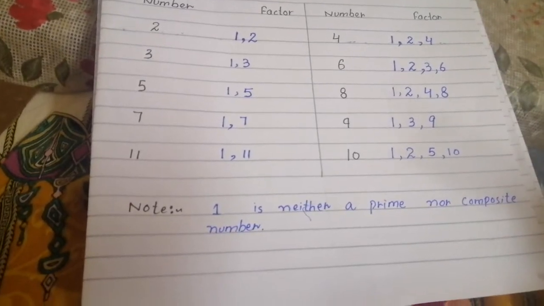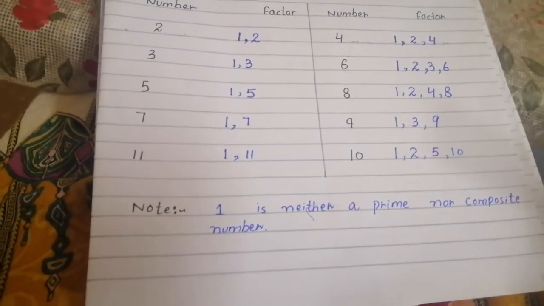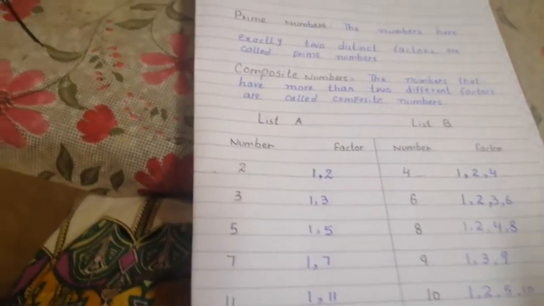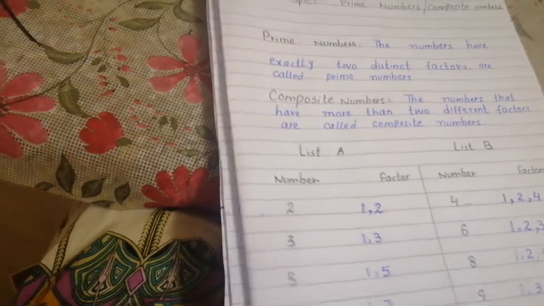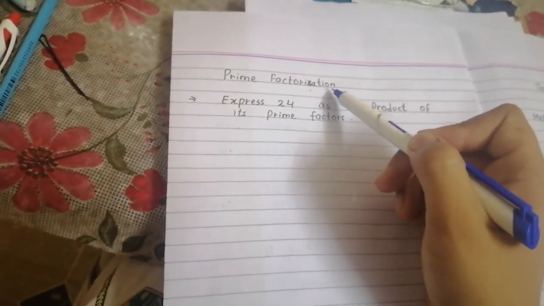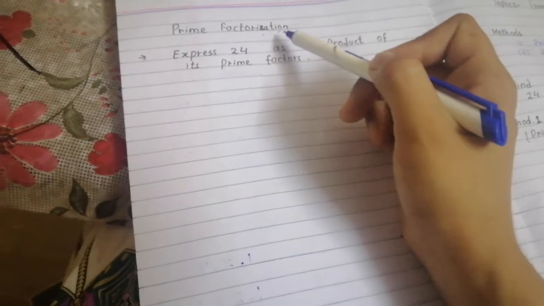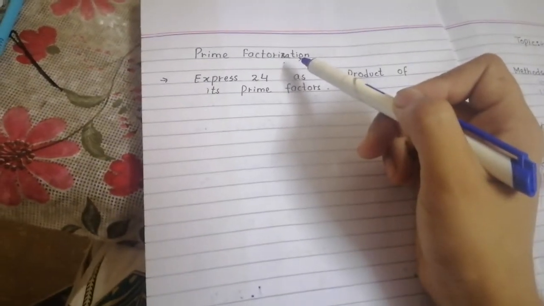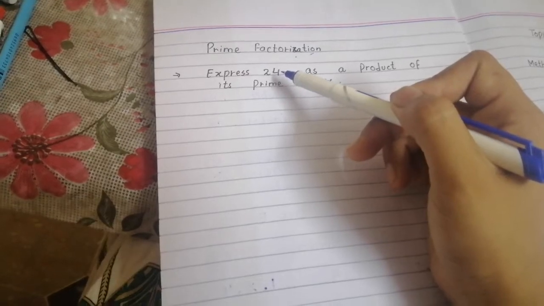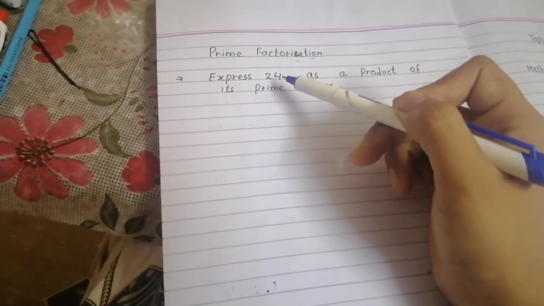1 is neither a prime number nor a composite number. Is it clear? So after this concept of prime and composite numbers, I have a question. I have one more method that is known as the prime factorization method. Prime factorization means a method in which we resolve our numbers into their prime factors, right?